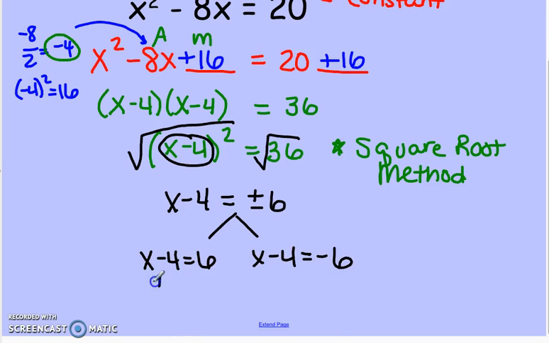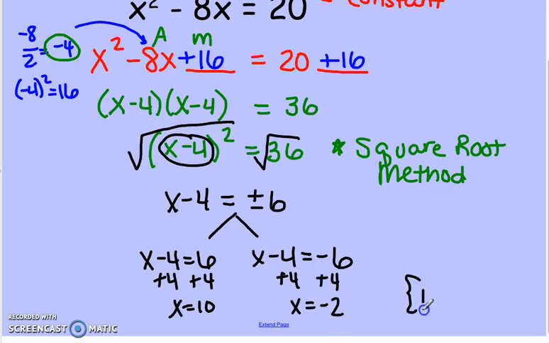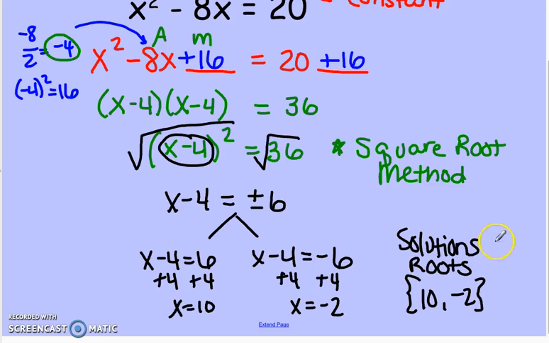And then we solve. So add 4, x equals 10. Over here we add 4, and x is negative 2. So the solutions or roots here are 10 and negative 2. Remember, these two words mean the same thing. We talked about the word roots briefly in class. Solutions or roots mean the same thing, and that's what they are.